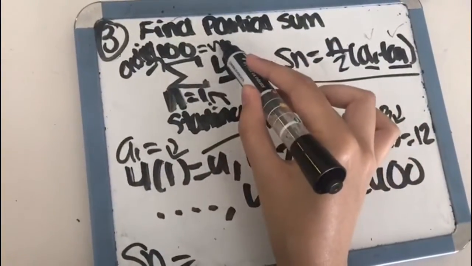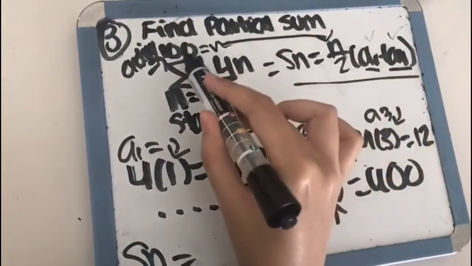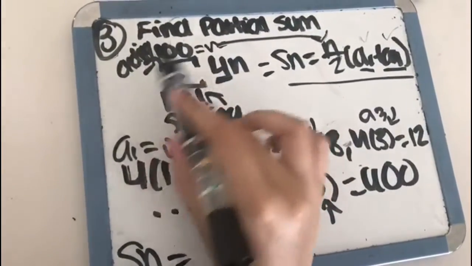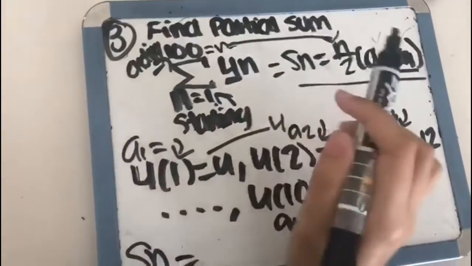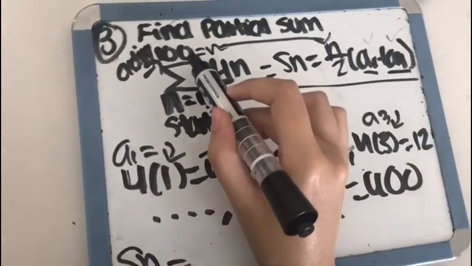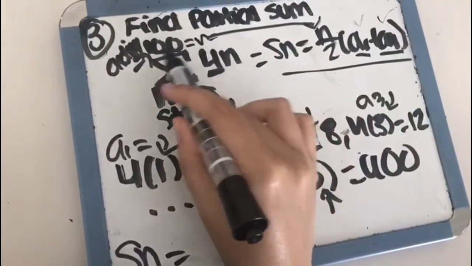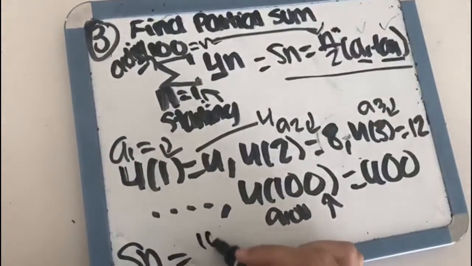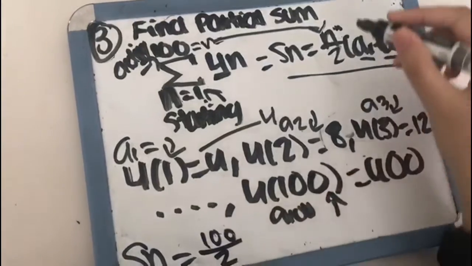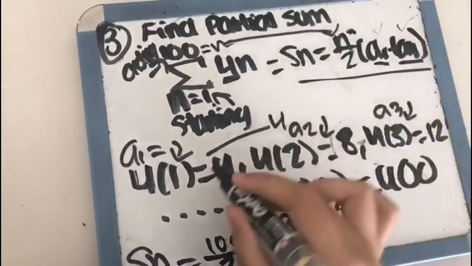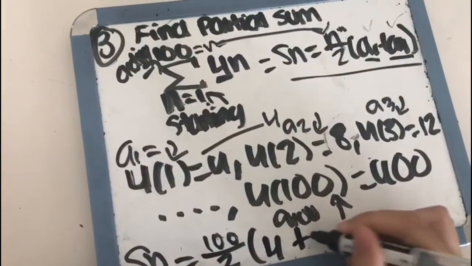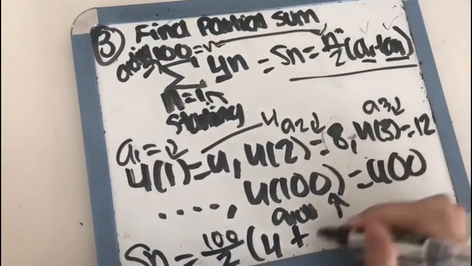It's not always going to be 100. It can be infinity, any kind of number, even a negative. It doesn't matter, but any number, not only 100. So 100 equals n. That means n will have to replace it over here. So 100 over 2, then parentheses a1, which we found is 4, because 4 times 1 is 4, plus an, which is 400.